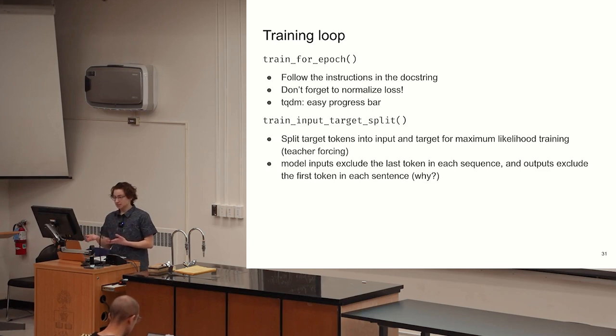The next method is train input target split. So this one I think might be a little bit confusing for people as to why this is necessary. So I'm going to spend a minute talking about that. What this does is it splits the target tokens into the decoder inputs and expected outputs for each of the sentences.